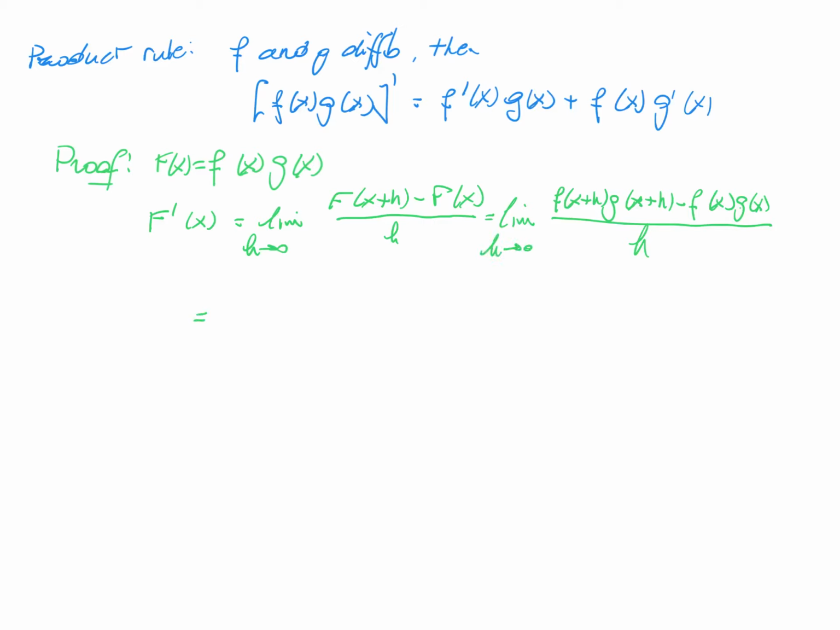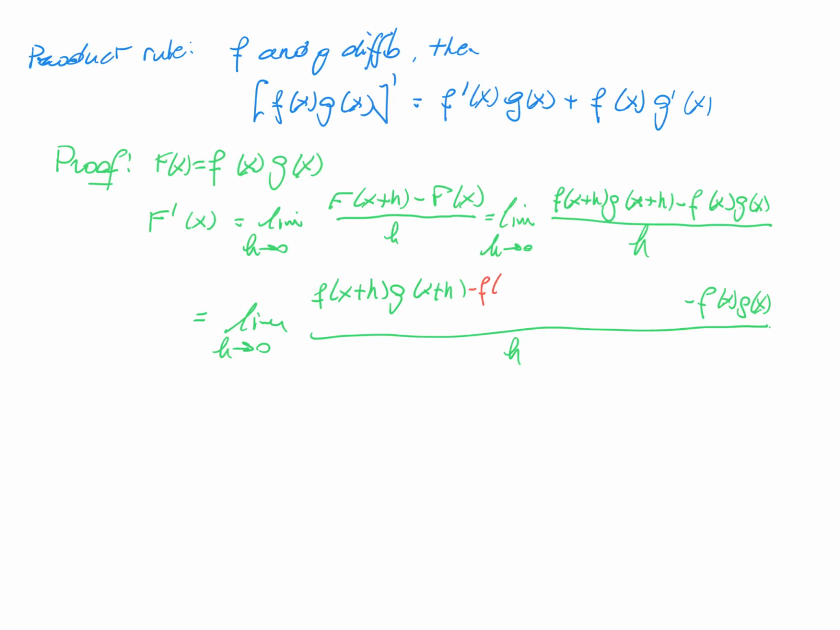In the next step we will insert some extra terms which will help us calculate this derivative. So f of x plus h times g of x plus h minus f of x times g of x divided by h. And now we will add and subtract f of x plus h times g of x. Why do we do this? Because now we can take two terms together and bring always some common part out of it.